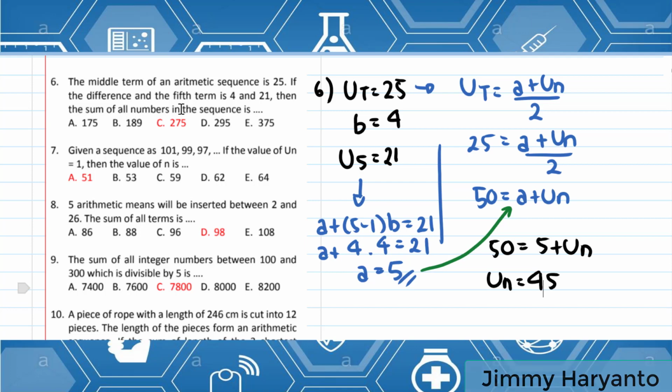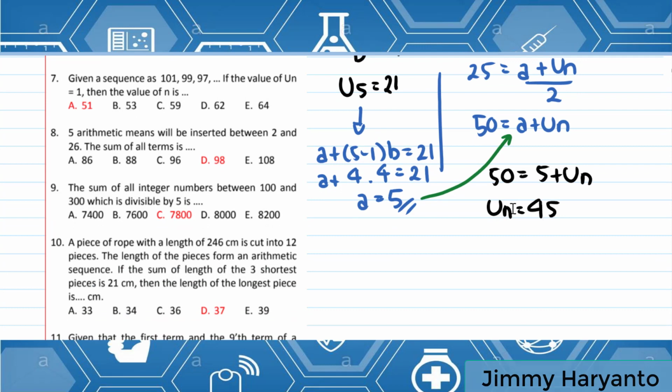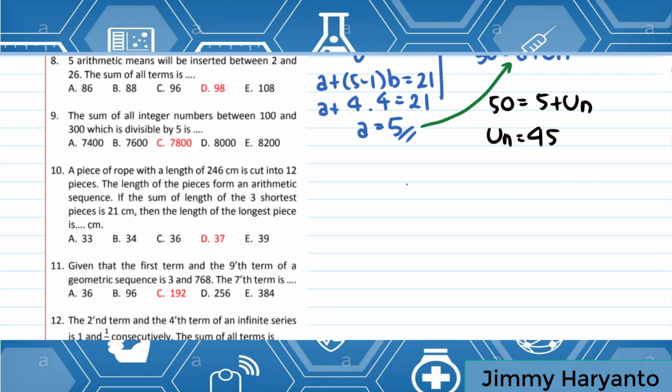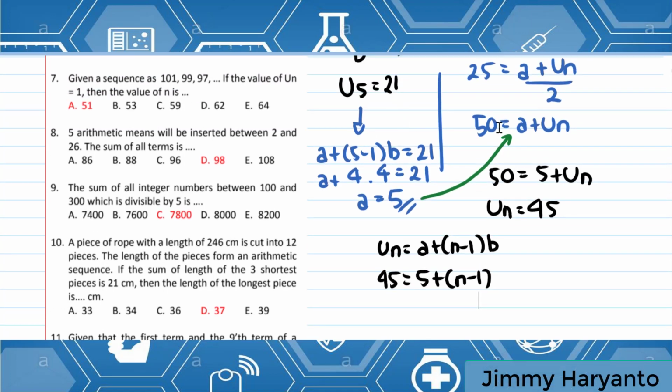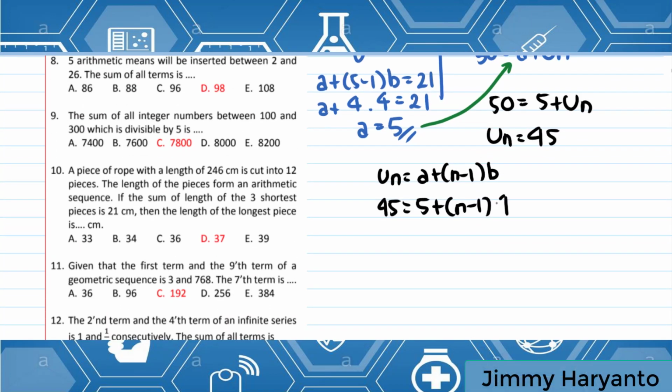Okay. The question is the sum of all numbers. So before I find the sum, I have to find how many terms there are in the series. So un equals a plus (n minus 1) times b. The un is 45, the a is 5, n minus 1 we don't know yet, and then b is 4. Okay, calculate it. 40 equals (n minus 1) times 4. Move the 4, divide, 10 equals n minus 1, n equals 11.